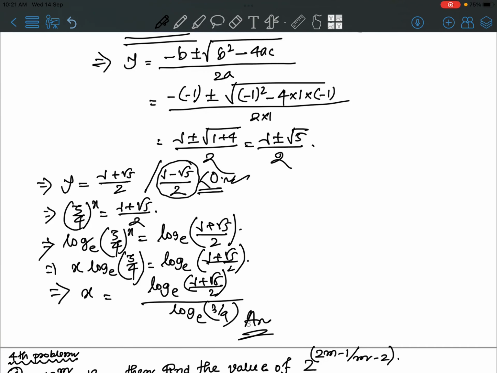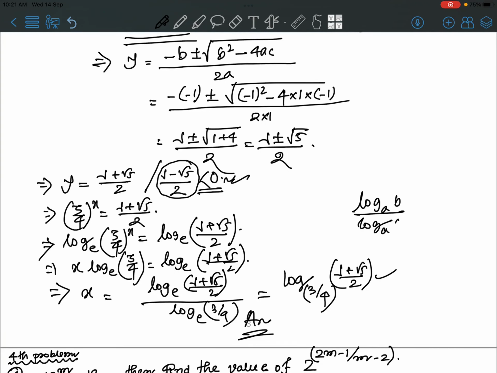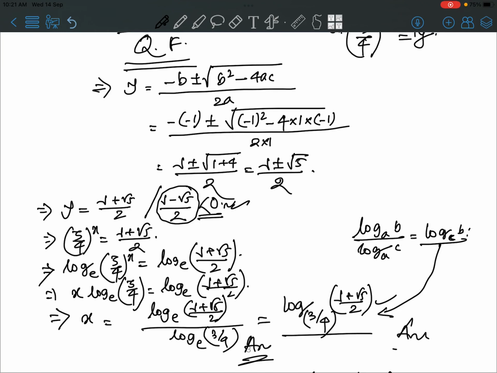We can show the answer in this way, otherwise we can show the answer in this form also: log base 3/4 of (1 plus root 5)/2, by using this formula: log a base b divided by log c base b can be written as log a base c. So by using this formula, we can represent our answer in this form also. So this is the answer. Both of these forms are eligible to show as the answer.